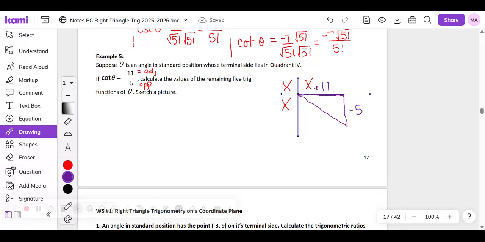So now that you have the diagram, you go ahead and do this problem. See if you can do the whole thing on your own. Okay, and then check back with my answers. So go ahead and pause this video.